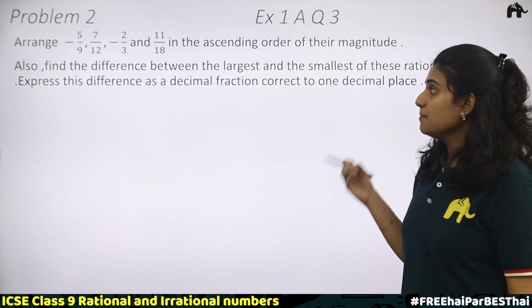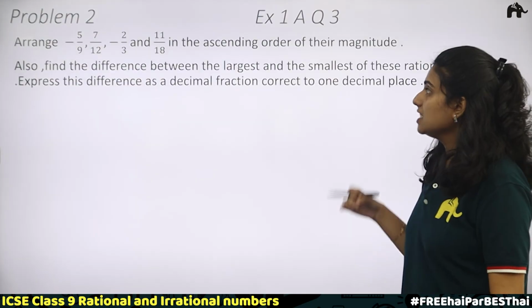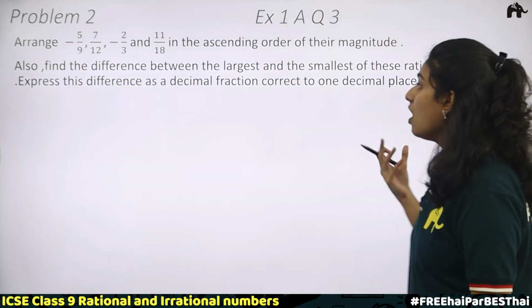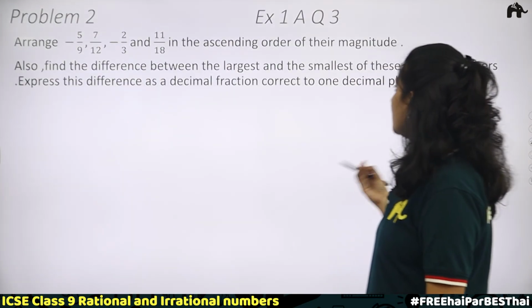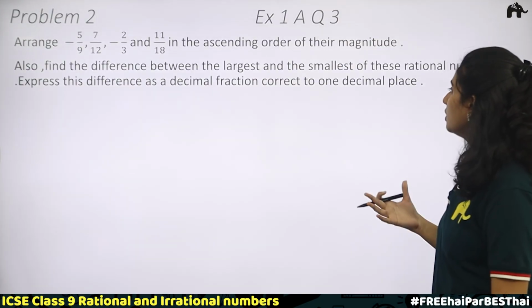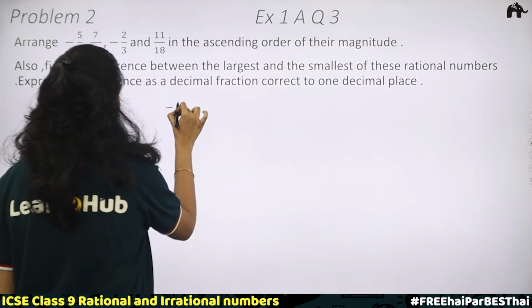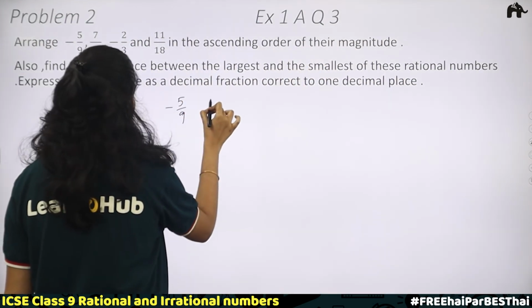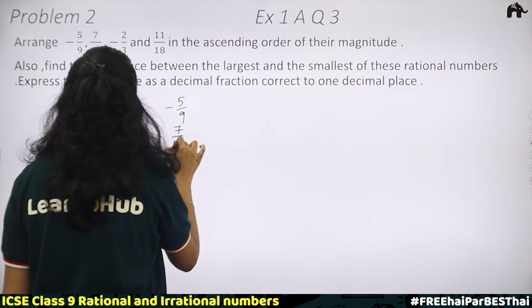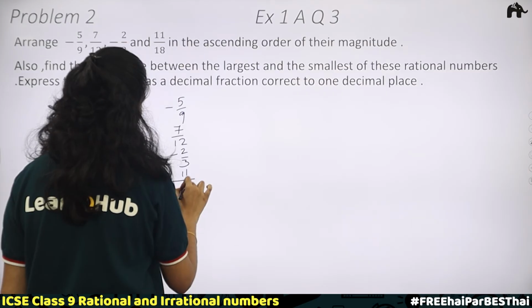Second problem: arrange minus 5 by 9, 7 by 12, minus 2 by 3 and 11 by 18 in the ascending order of their magnitude. Also find the difference between the largest and the smallest of these rational numbers. Express this difference as a decimal fraction correct to 1 decimal place. So we have 4 numbers: minus 5 by 9, 7 by 12, minus 2 by 3, 11 by 18.